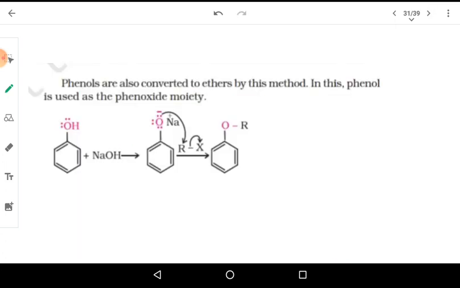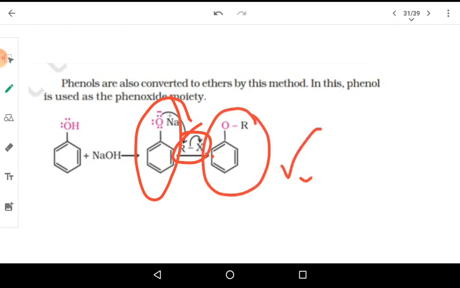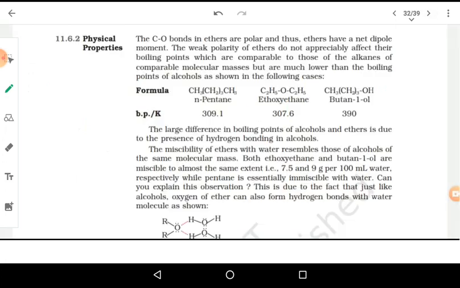So phenols also can be converted into ethers by this method. Here we are going to take it as phenoxide, and now this phenoxide is treated with RX. So now this NaX is moving out and we get the corresponding ether over here.